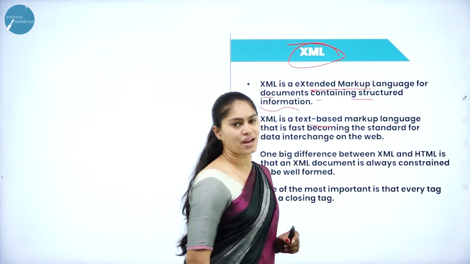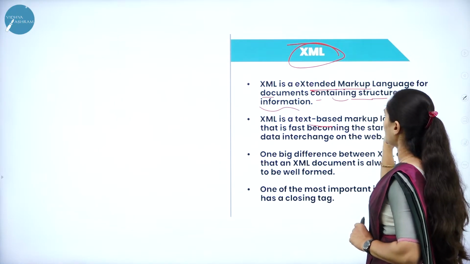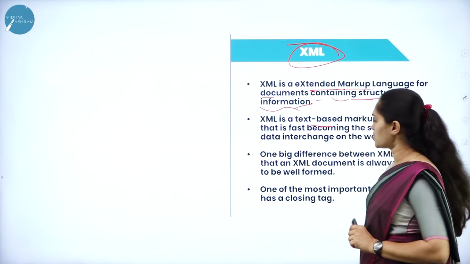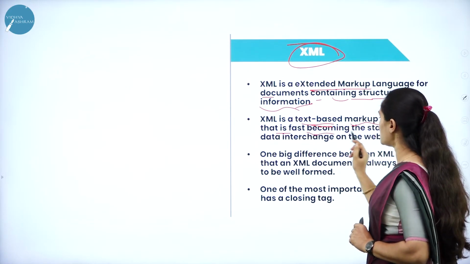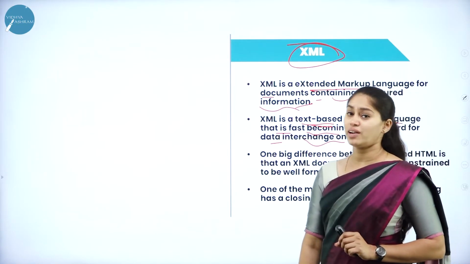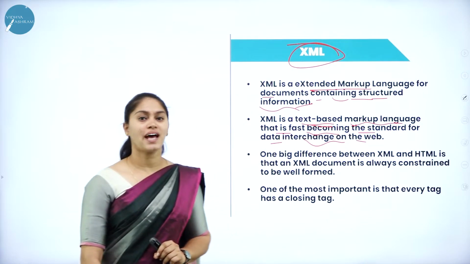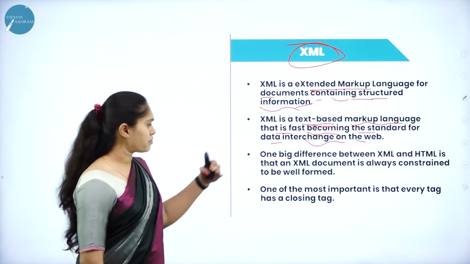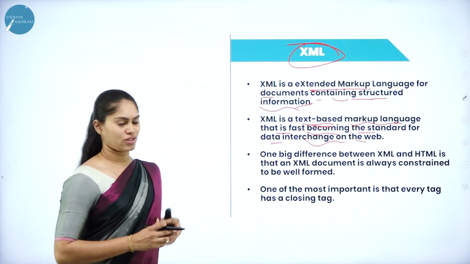So when the web page or documents have well-structured information, then we are going to have XML. XML is a text-based markup language that is fast becoming the standard for data interchange on the web. So when I want to exchange data over the web, we have to follow this XML standard. That is in the process, and you can expect it to become the standard for data interchange on the web.